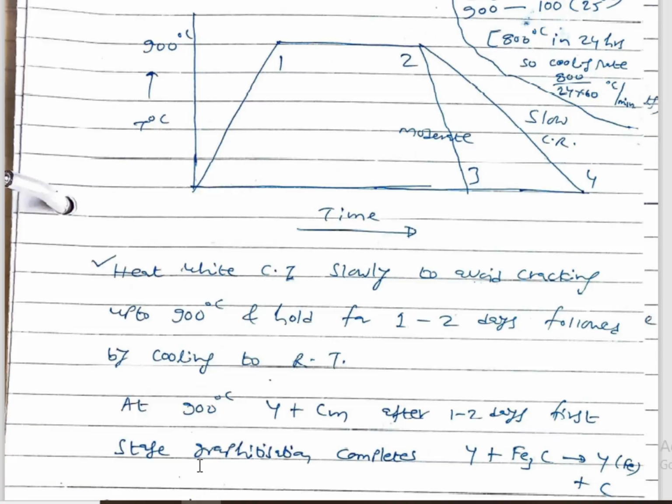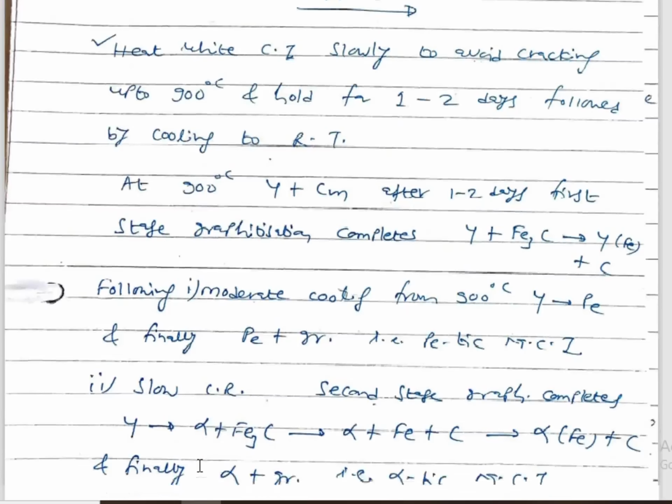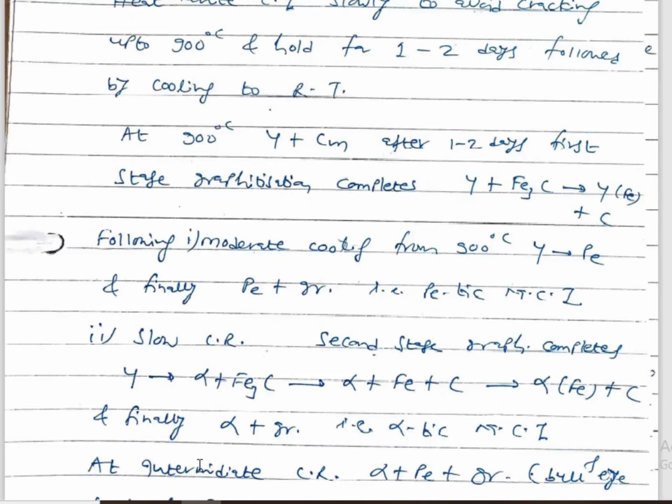So it means the complete procedure will take 4 days when you adopt slow cooling rate from 900 degrees centigrade, and in the moderate cooling rate, the total treatment will take 3 days. Following moderate cooling from 900 degrees centigrade, austenite will get transformed into pearlite. And finally, pearlite plus graphite will be present in the microstructure. So it is known as pearlitic malleable cast iron.